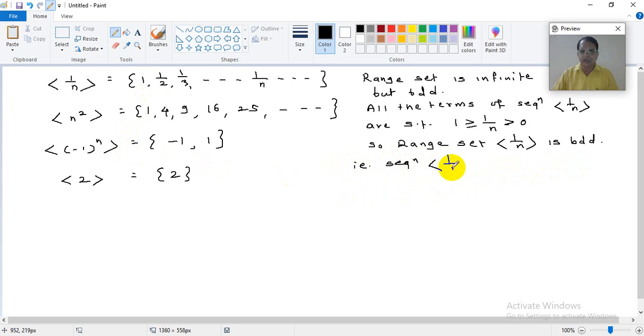The sequence 1 upon n is bounded. Obviously I am talking about the sequence 1 upon n with respect to the usual metric space (R, d).